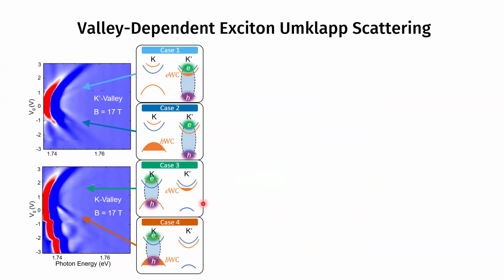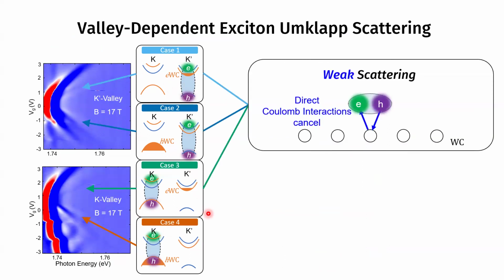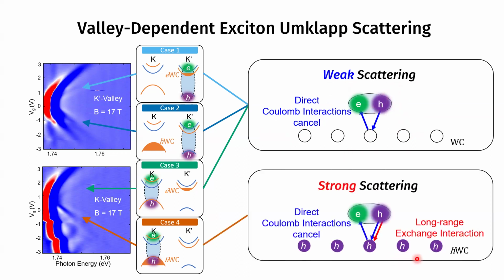And of course, cases 1 through 4 all interact with the Wigner crystal via direct Coulombic interaction. But because the electron and hole are of opposite charges, the exciton is charge neutral, so any Coulombic interaction that one charge carrier feels is canceled by the Coulombic interaction of the opposite charge, leading to a weak scattering. Case 4, however, is unique from the other cases because we have an additional scattering term due to the simultaneous spin and valley overlap of the exciton and the hole Wigner crystal in the K valley.